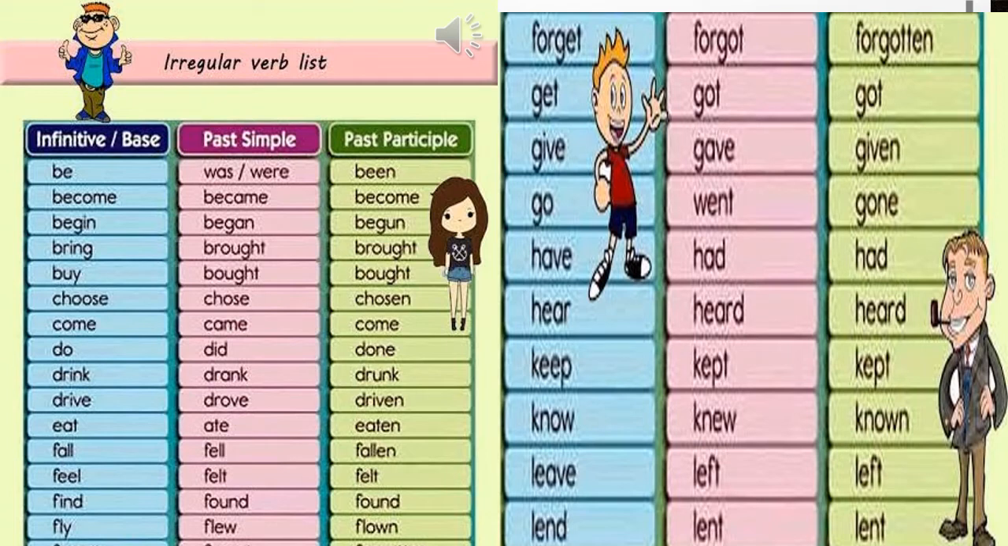Okay, now let me tell you about another kind of verbs in past simple, which is the irregular verbs. In irregular verbs, we change the word into past and past participle form, so you must keep it as it is. For example, listen carefully.